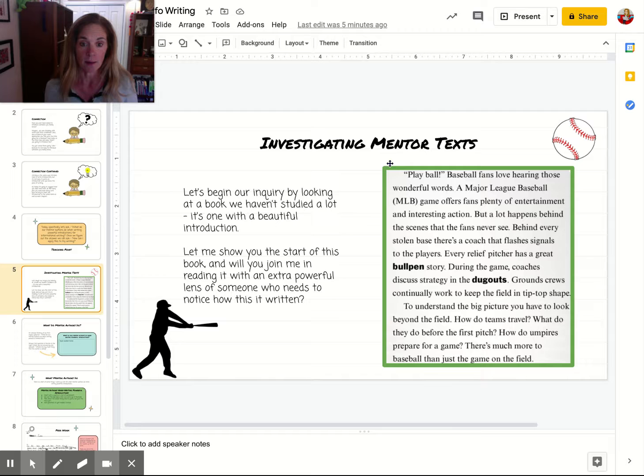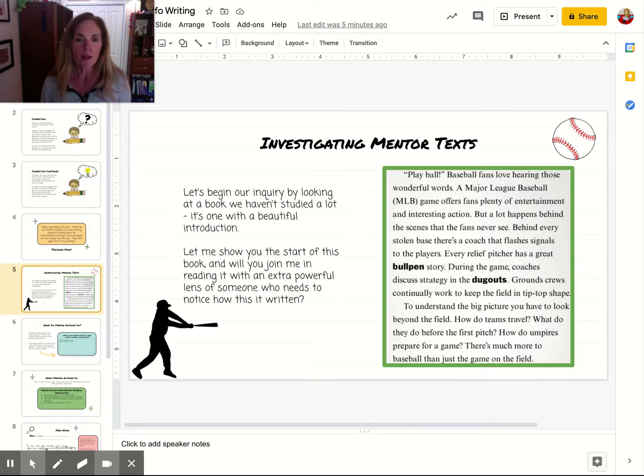Here's a book. It's from a book about baseball. What I want you to do is read along with me here, and then think about how this author made this introduction so great. So you're ready? All right, read along with me.